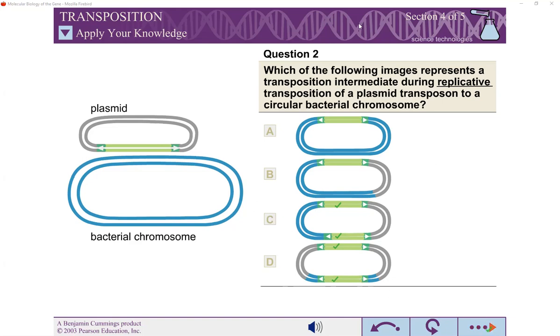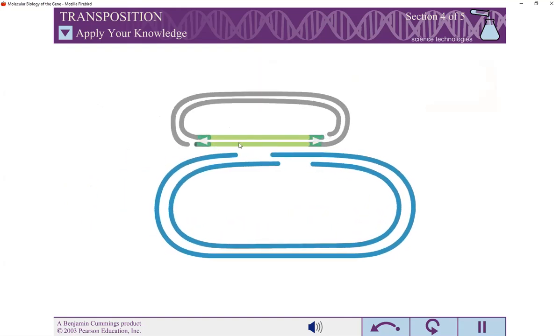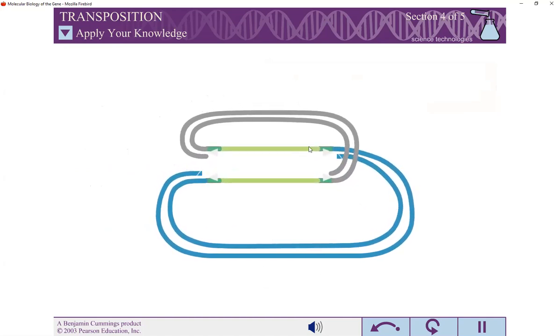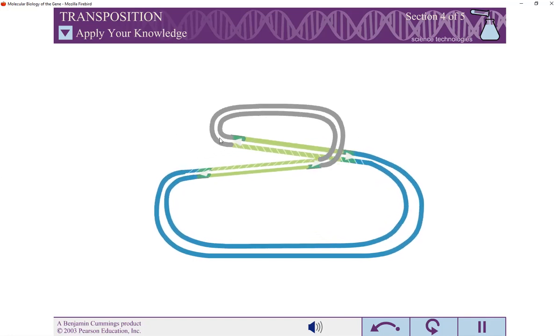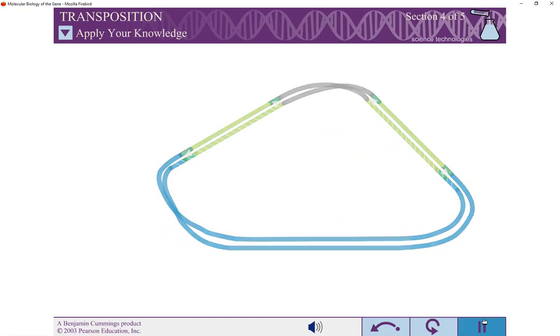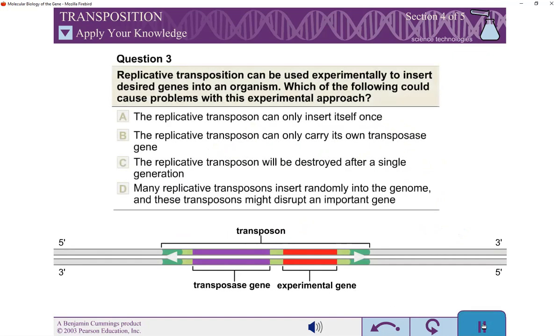Next, moving forward. We have seen this again and again. The same thing is being shown here. Okay, this has been resolved. Now moving forward. Replicative transposition can be used experimentally to insert desired genes into an organism. Question 3. Which of the following could cause problems with this experimental approach?